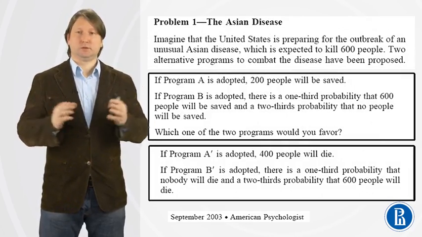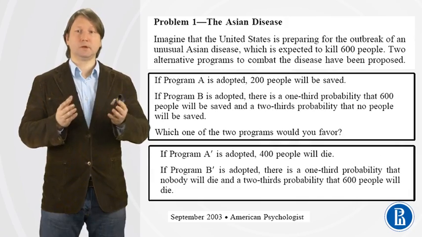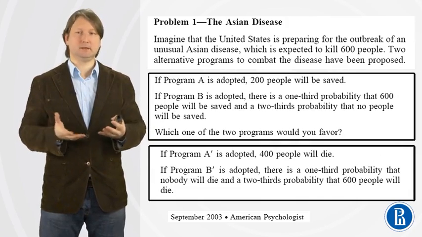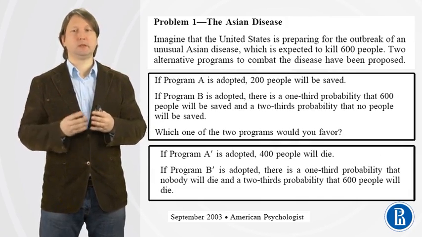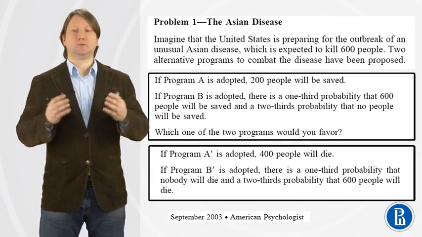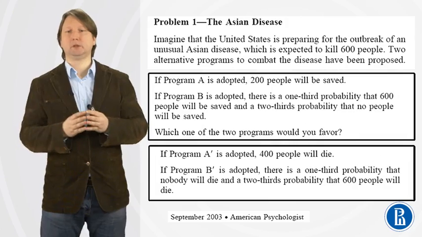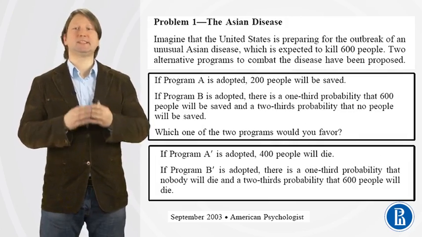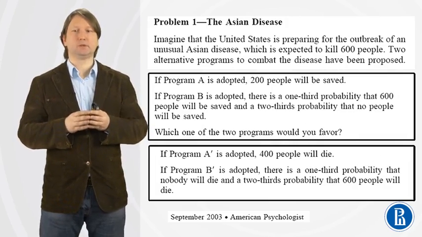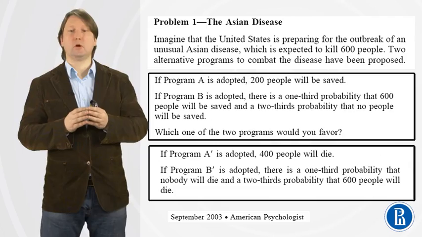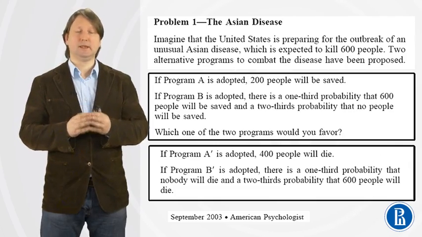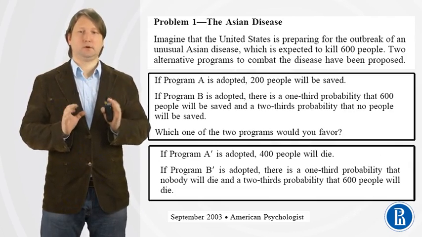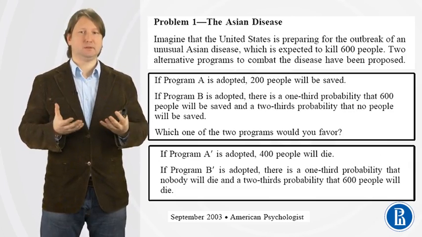So these are two versions of this experiment. You can see here that these are identical options. Just look at program A in the first example. If program A is adopted, 200 people will be saved. But this is identical to program A below, which states that if it is adopted, 400 people will die. So two identical programs, but they're framed in different ways.